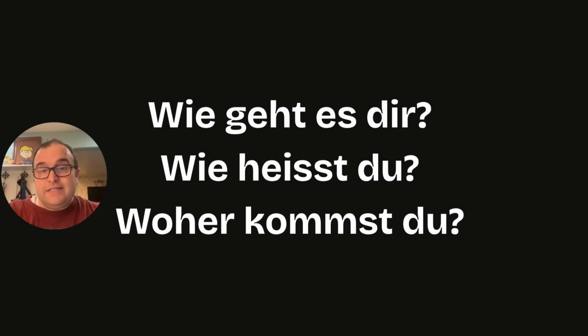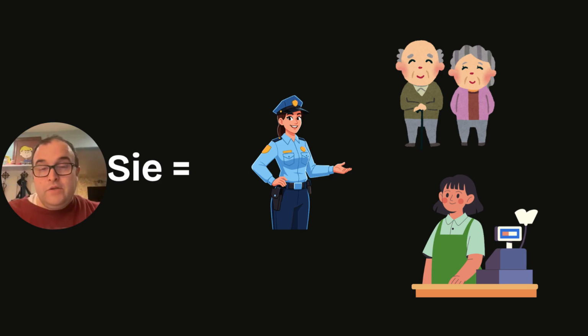So remember, wie geht es dir? That's the informal. Wie heißt du? Woher kommst du? We use du and dir when we're speaking informally. So let's contrast that with Sie, the formal. You use Sie with police officers, firefighters, people in authority. If you're ever stopped by a police officer, don't use the du form. Hopefully you're never stopped by a police officer or a firefighter or something like that. But if you are, use the Sie form.